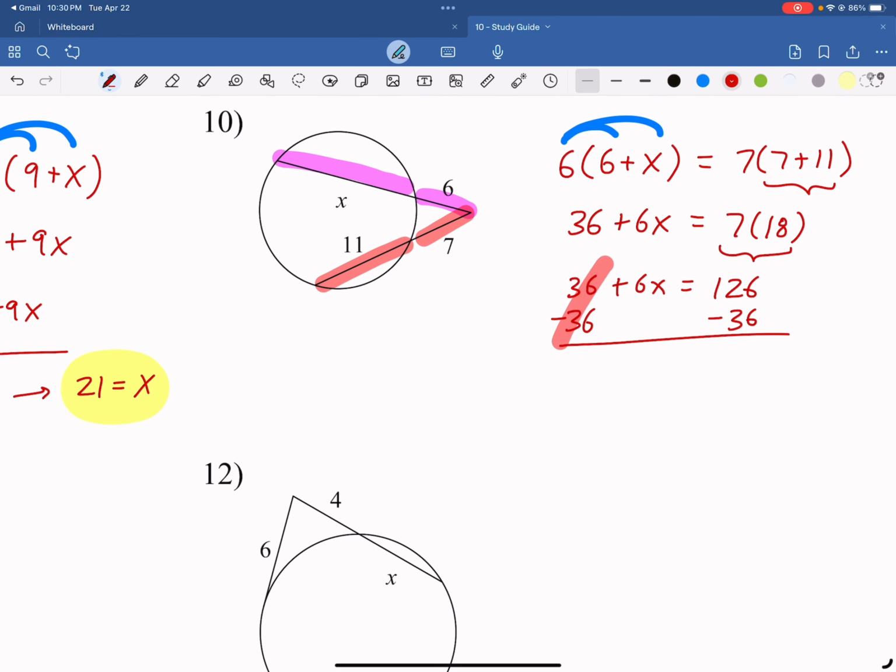And these cancel. 6x is going to be equal to 90. And then at this point, all you have to do is divide. X is equal to 15. Easy.